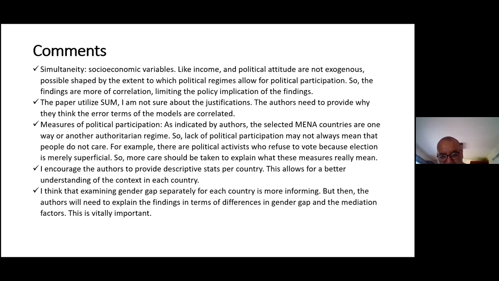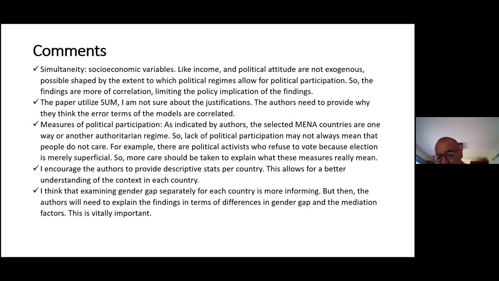At the level of descriptive analysis, I encourage the authors to provide descriptive statistics per country, because we have lots of differences, and providing descriptive statistics of the variables in the model for each country would give the readers more information about the context.